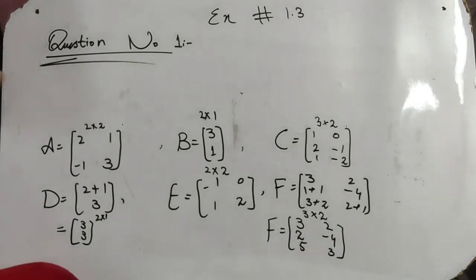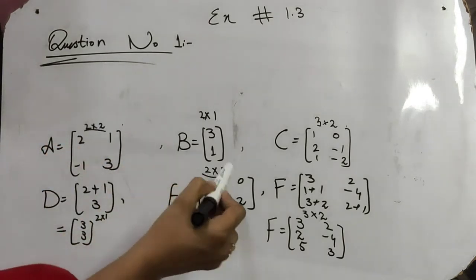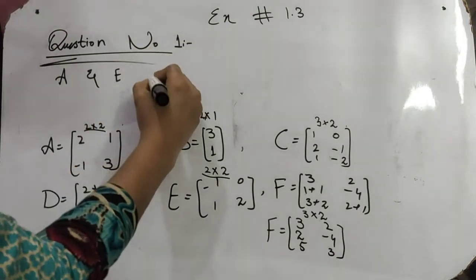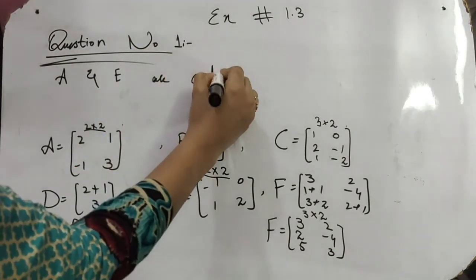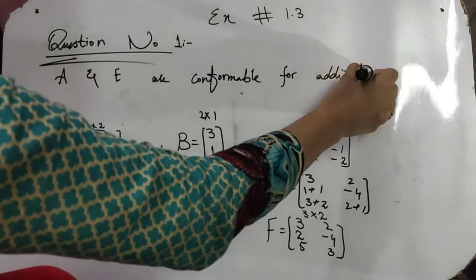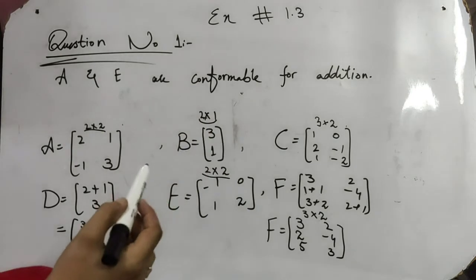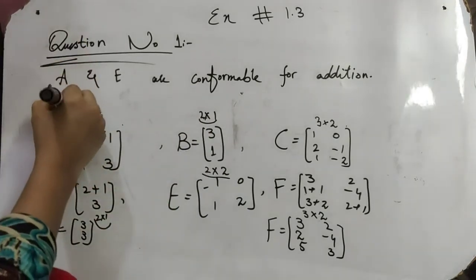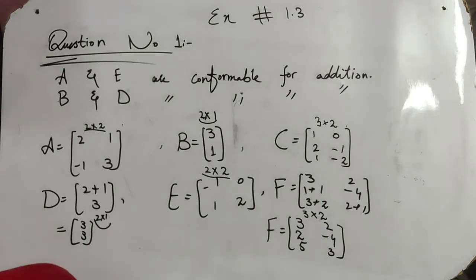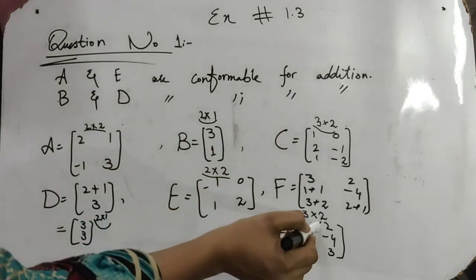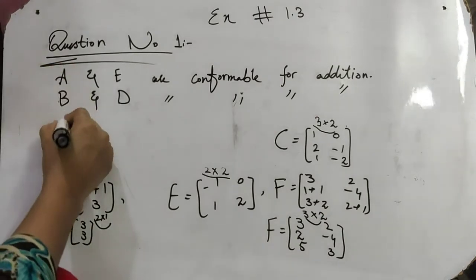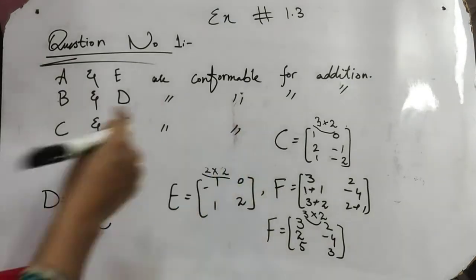So we can easily see that the order of A and the order of E is the same. So we can say that A and E are conformable for addition. Okay, the order of B is 2 by 1 and the order of D is also 2 by 1. So B and D are conformable for addition. Now the order of C and the order of F is the same. So we can say that C and F are conformable for addition.